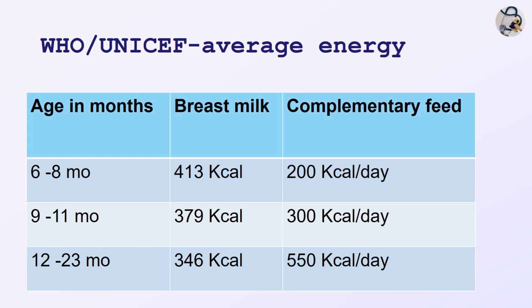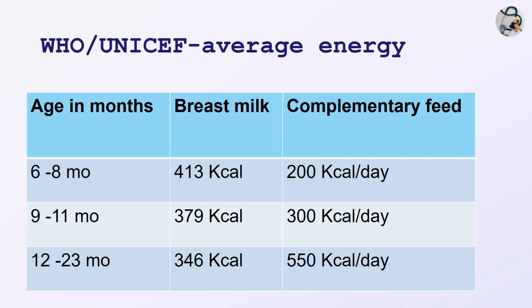This average energy was designed by WHO and UNICEF for breast milk and for complementary feed. So if the child is getting this much complementary feed along with breast milk at less than 2 years, then the child is getting adequate calorie and protein. So at 6 to 8 months, from breast milk the child gets 413 kilocalories, and from complementary feed a baby should be getting 200 kilocalorie per day.